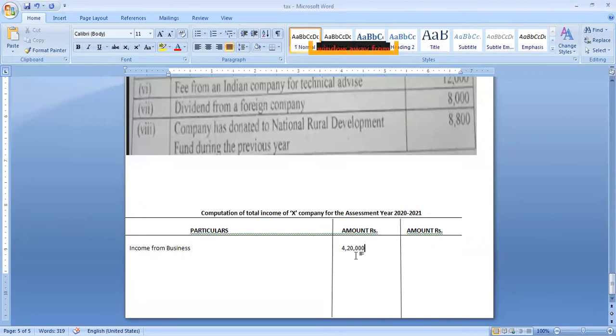Now you can see that amount you can allow as deduction. So donation to NRDF. You have to mention the section also, under section 35 CCA. See, the amount is 8,800. Now if you deduct, that net amount will come, that only you have to consider.